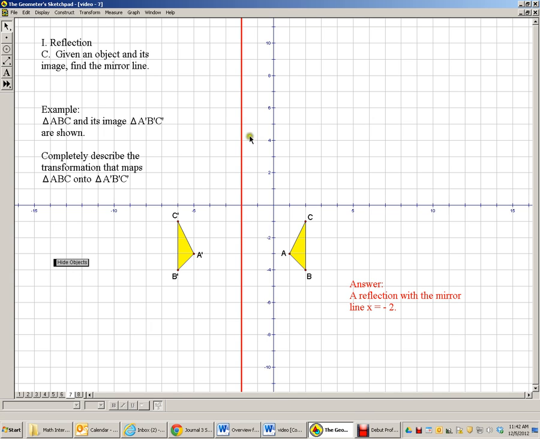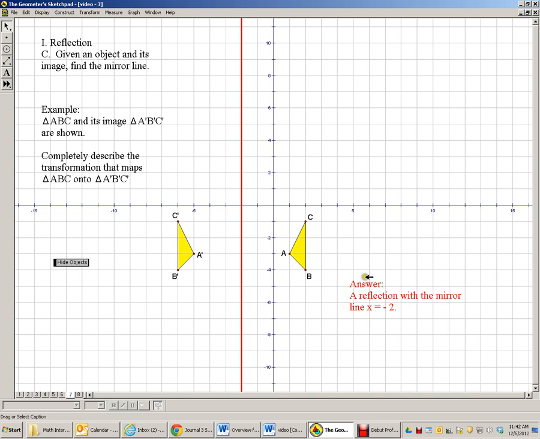Okay, so we're just looking for a line that's clearly halfway in between the object and the image, which would have to be this line, right? Notice again, A is a distance of 1, 2, 3 from there. A prime is 1, 2, 3 on the other side. C is 1, 2, 3, 4. C prime is 1, 2, 3, 4. So this is the mirror line that splits it perfectly. That's exactly halfway between the object and image.